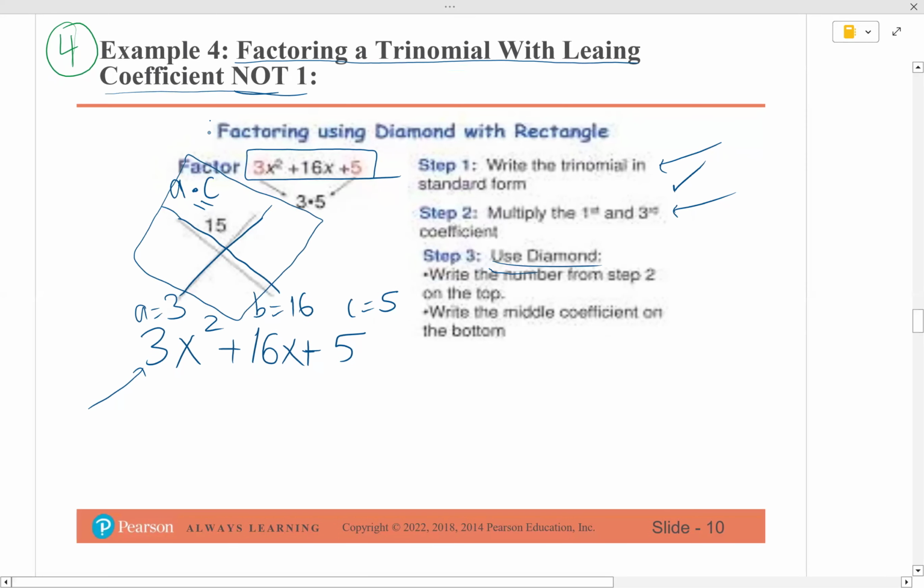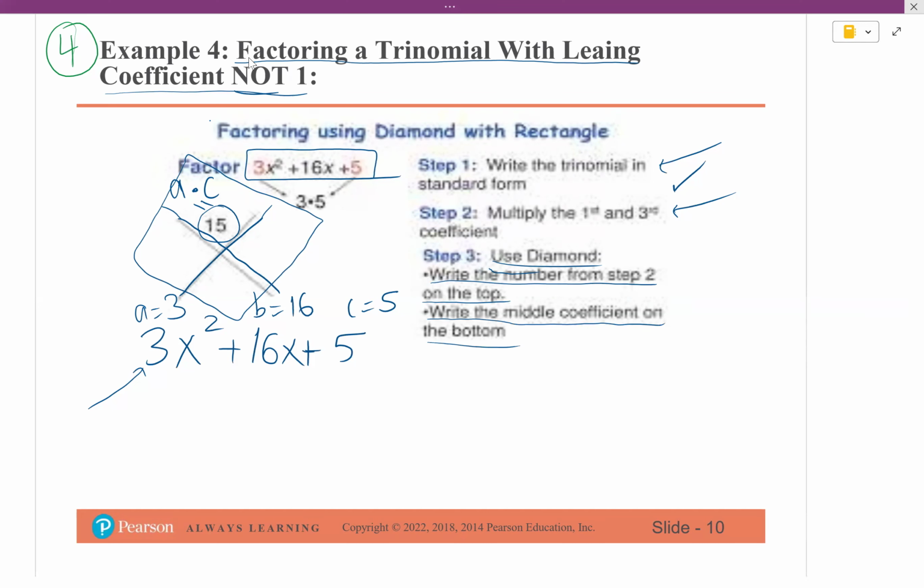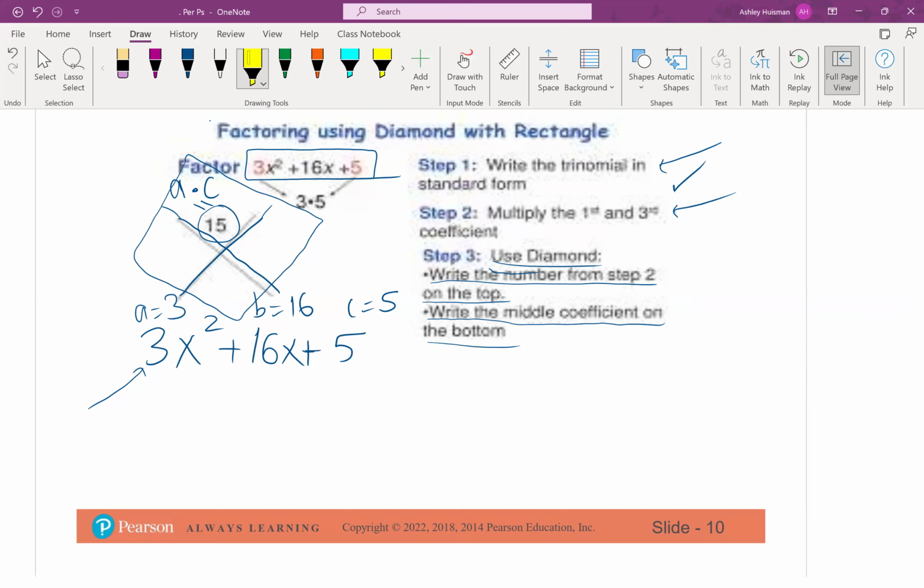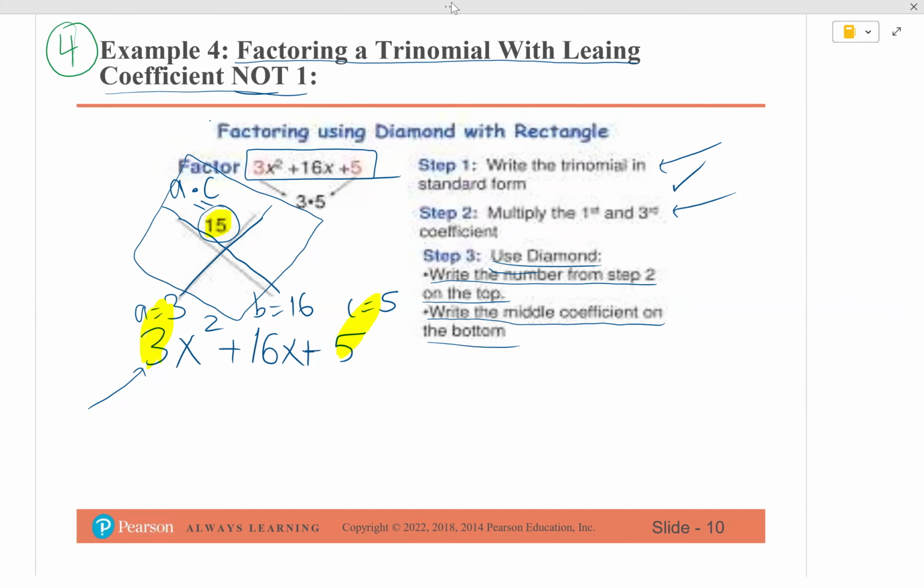Use diamond. Okay. So I put A times C, the first and the third coefficients. I multiply them together and put it here. I want to write the number from step 2 on the top. That number I found, 3 times 5 is 15, I wrote at the top of the diamond. And now I'm going to write the middle coefficient on the bottom. A is 3 and C is 5, we multiplied those to make this number. And now the middle coefficient, the one we haven't looked at yet, 16, just goes down here as is. He doesn't need to multiply by anybody. He's good as he is.